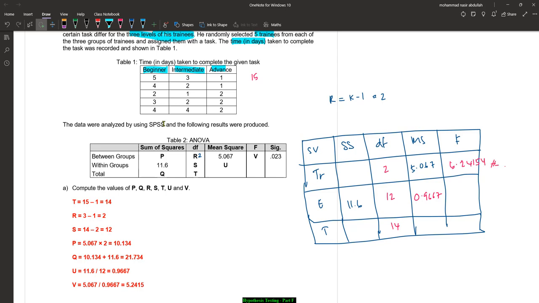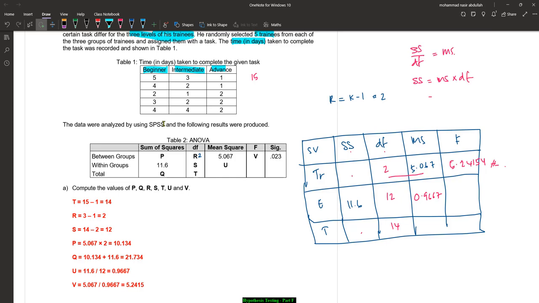Boleh lah bagi panjang sikit. Right. So then sini dengan sini. Yang paling senang kita boleh cari kat sini lah. Right. Sepatutnya SS divided by degree of freedom dapat MS. So untuk dapat SS, MS multiply with DF.